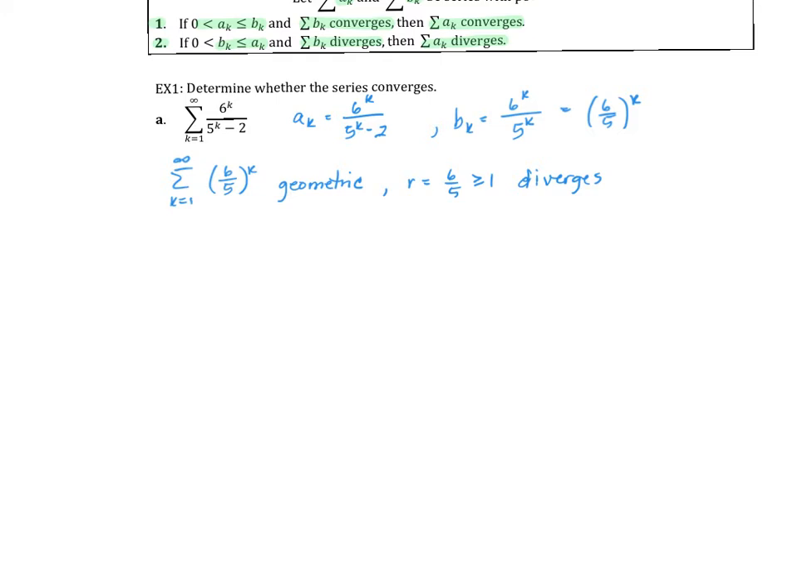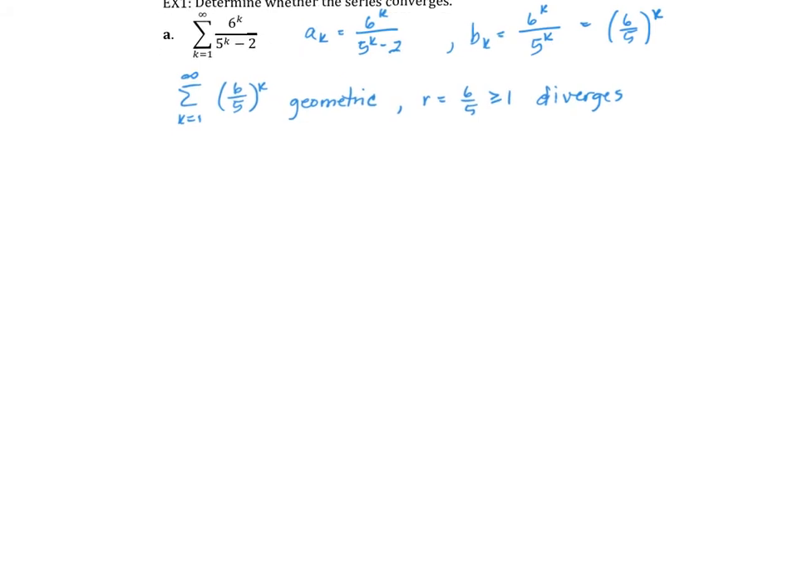Second, I need to show if that series is smaller or larger than my given series. How you do that just depends on the type of series you have. So let's just say that b sub k, which is 6 to the k over 5 to the k, is what I need to show is less than or equal to 6 to the k over 5 to the k minus 2. And there's a variety of ways I could do that.